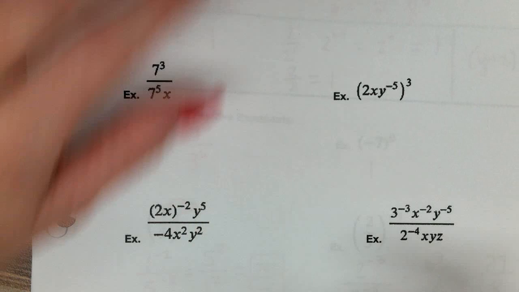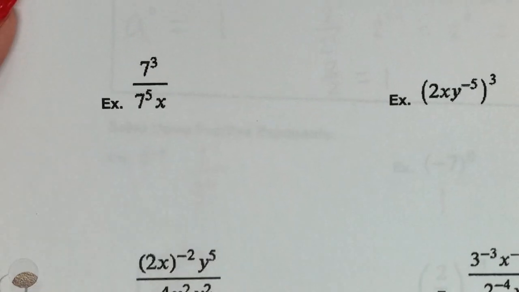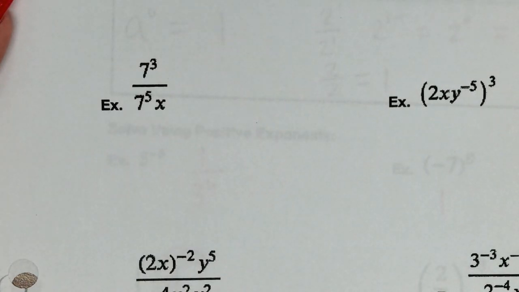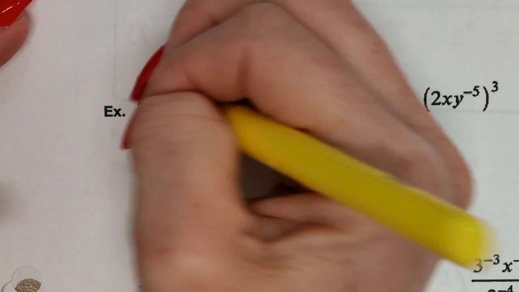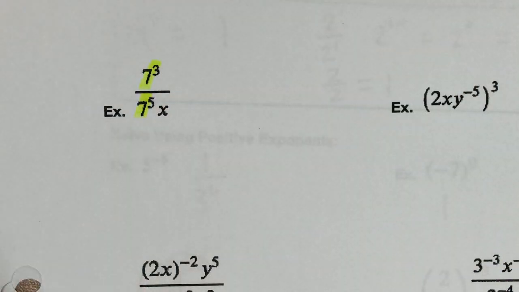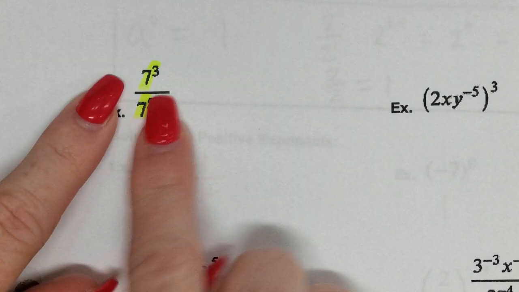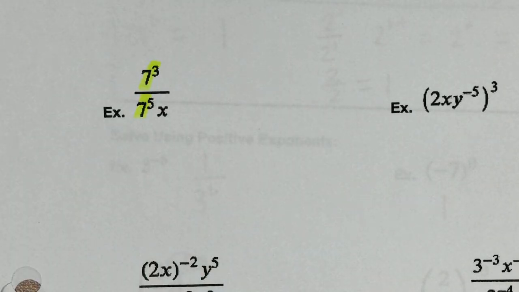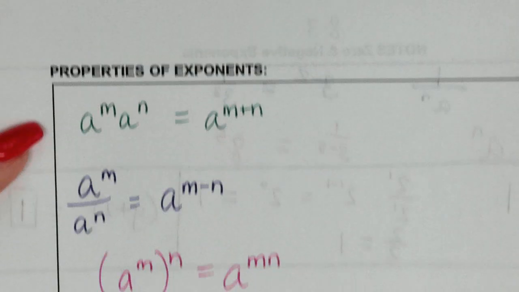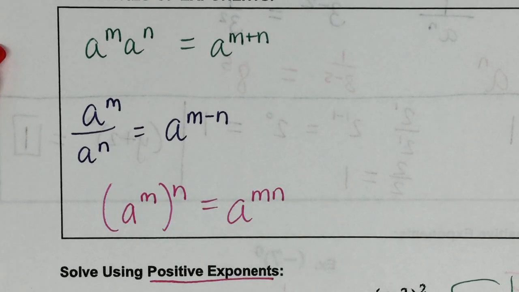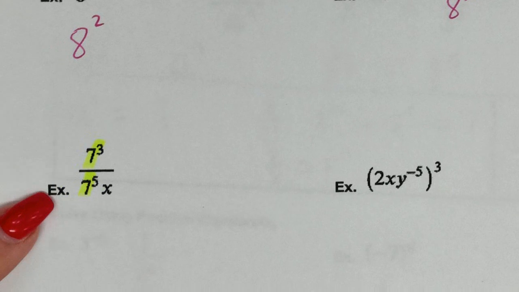Okay, this next one. Are there any bases that are the same? Yes, this is where if you're getting confused, highlighters really come in handy because you can highlight the ones that have the same base. So 7 and 7 share the base of 7. Now, how would I combine these exponents based on my rules? Look at your rules if you need to. How am I going to combine them?